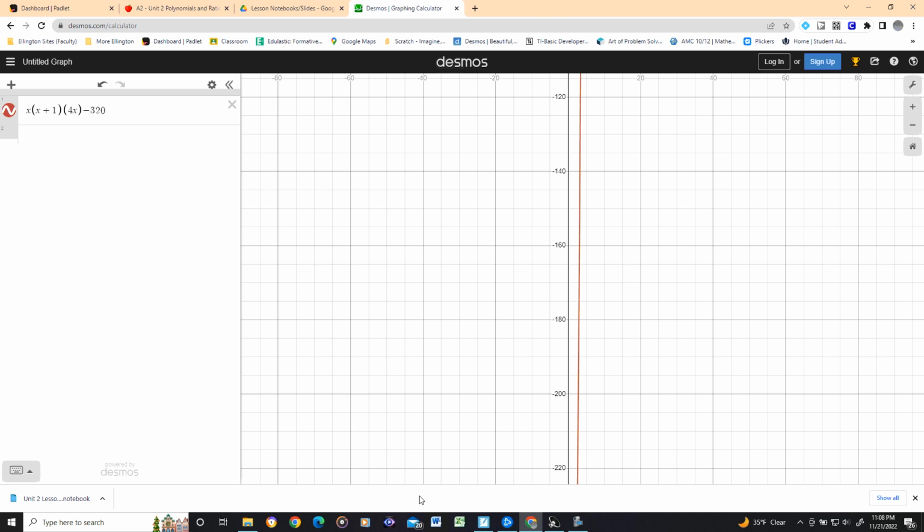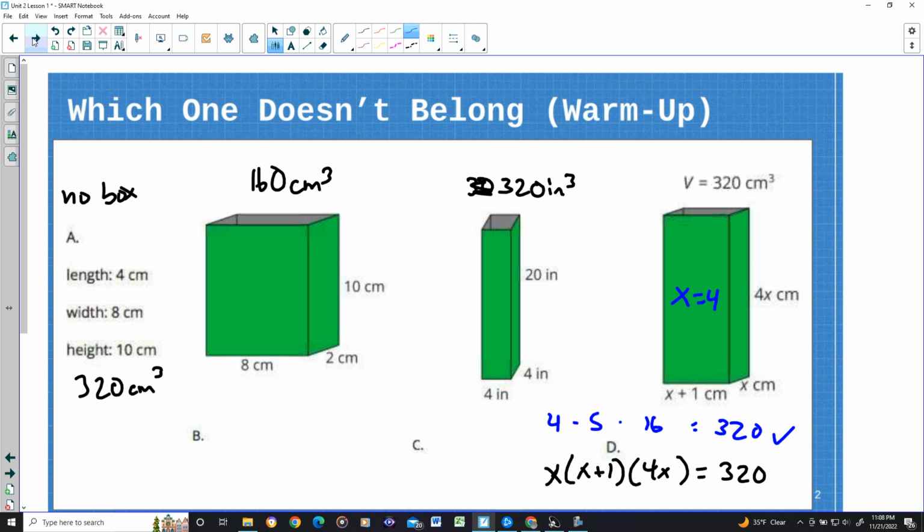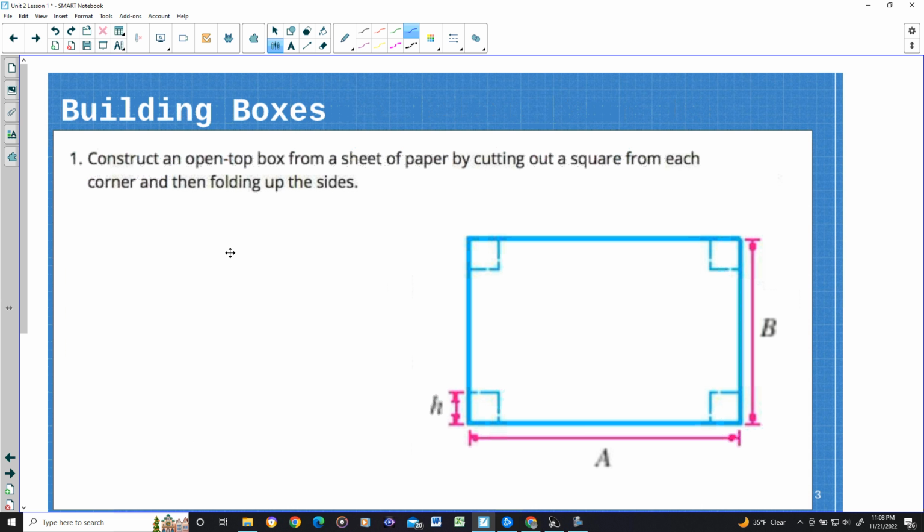Okay, let's take a look at a few more things, shall we? Let's go back to our slides and let's take a look. So the title of this lesson is called Building a Box. So let's actually try building a box. You may have done this in the past where you take a piece of paper and you cut a little square off of each corner. And so each of these side lengths here, each of these little pieces that we cut are all h.